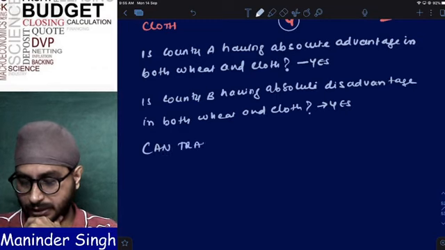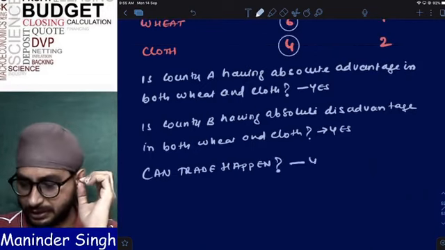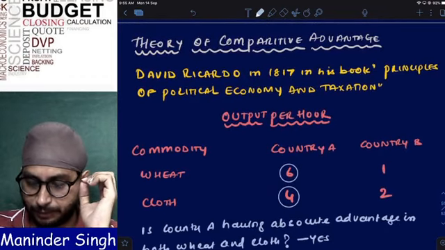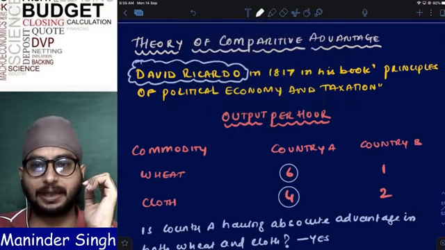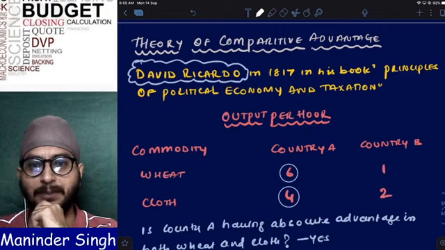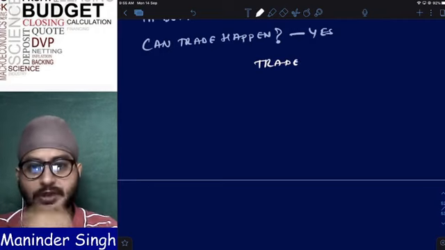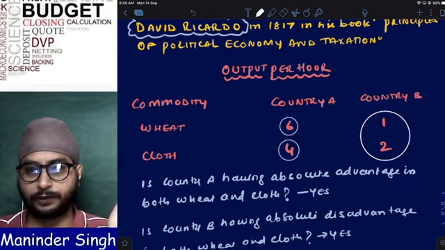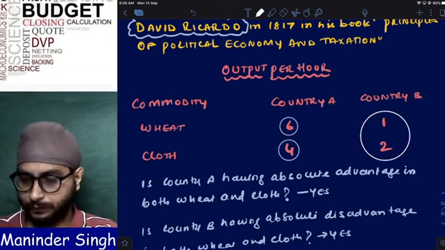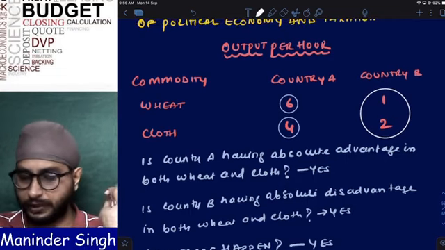In this situation, can international trade happen? Yes, it can happen. And who told us that it can happen? David Ricardo told us that in this situation also international trade can happen. That is why it is called the theory of comparative advantage. Now in this case, how to trade? See from country B's point of view. Don't see from country A's point of view now. Go reverse. Now tell me, country B is having how much disadvantage in wheat? 5 units, right?